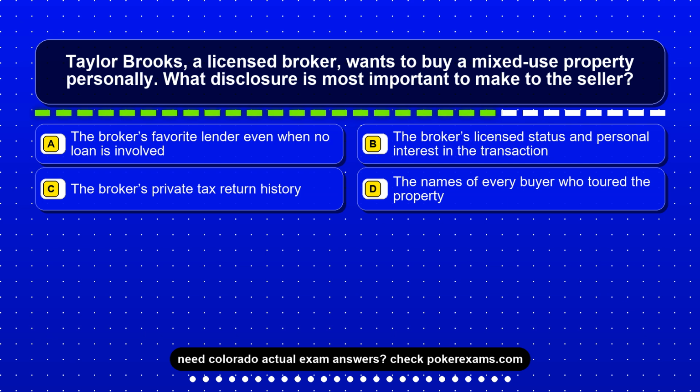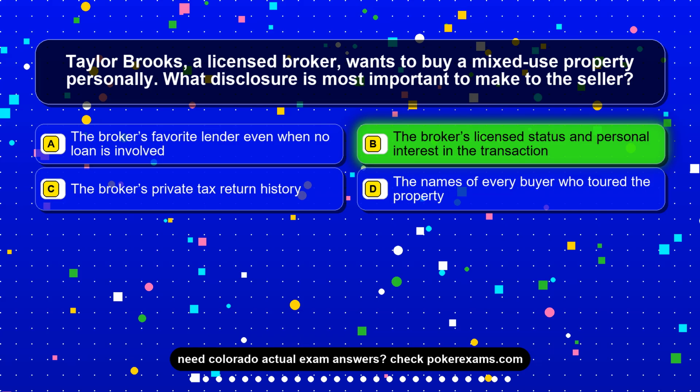What disclosure is most important to make to the seller? Option A. The broker's favorite lender even when no loan is involved. Option B. The broker's licensed status and personal interest in the transaction. Option C. The broker's private tax return history. Option D. The names of every buyer who toured the property.